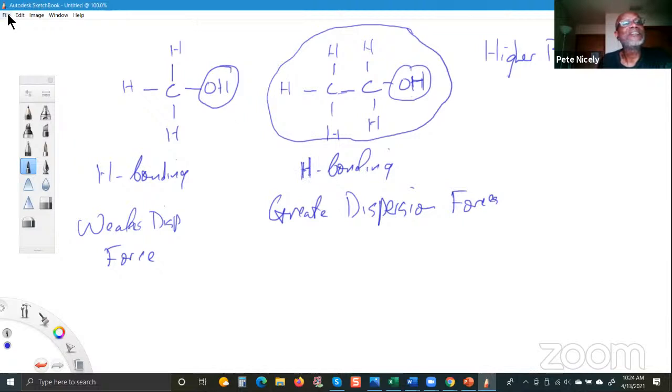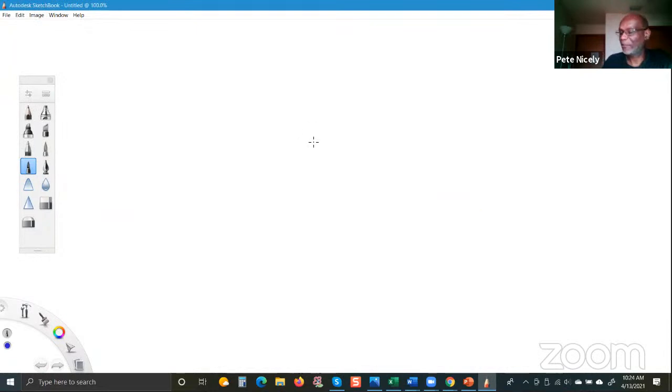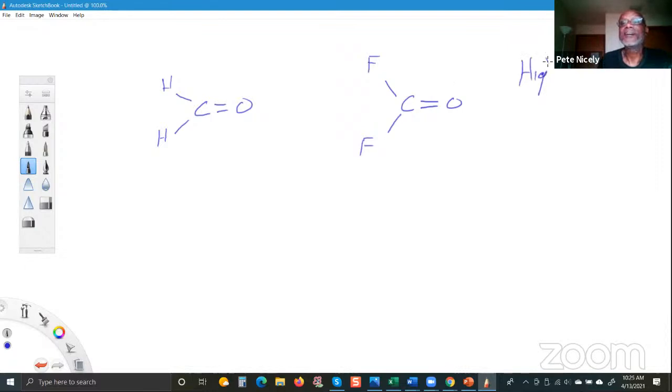Okay, and another example just popped into my head, so let me do that now before I forget. Suppose I gave you, all right, okay, here we go. C double bond O, H. I remember giving this one to my organic class several years ago, and they hated me for giving them this on a test. Let's see if you can figure this out based on what we just discussed. Again, the question is, which one would you expect to have a higher boiling point and why?